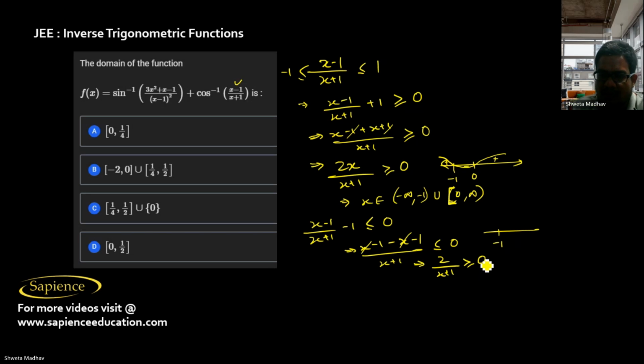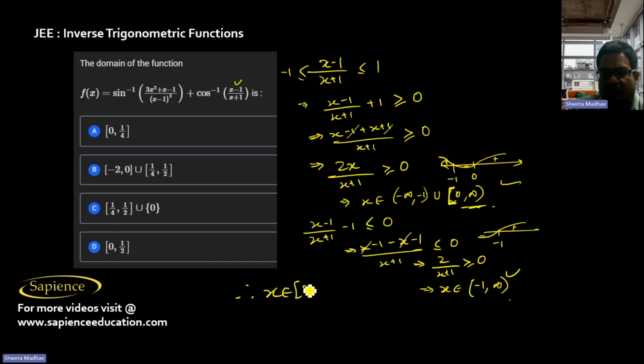So if I take more than minus 1, suppose 0, then it will be positive, then it is negative. So therefore we have to take x belongs to minus 1 to infinity. Minus 1 is excluded, then it will be greater than 0. So here we have to take the intersection of these two sets. So that will be 0 to infinity only. So therefore the intersection is x belongs to 0 to infinity. So x should be more than or equal to 0 here.